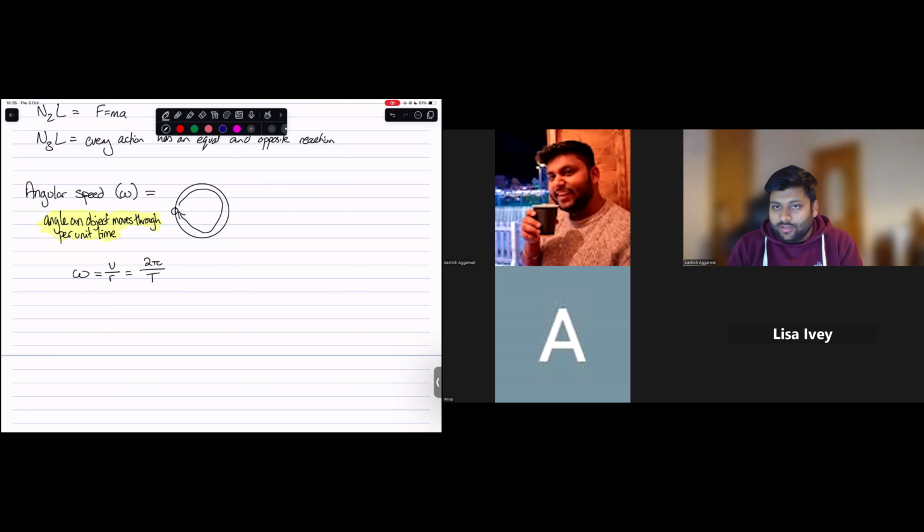Sorry, I have a small question. I haven't done angular speed yet. So the v is velocity, but why are we taking that as distance? Or why are we taking that as the angle that we have turned? Why are we taking v as 2 pi?